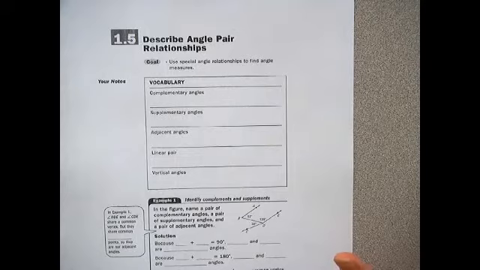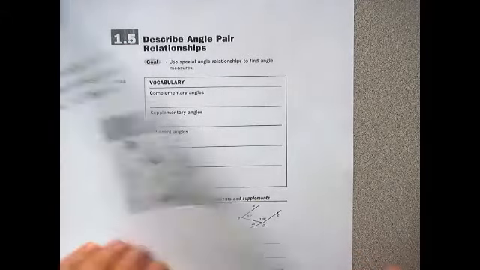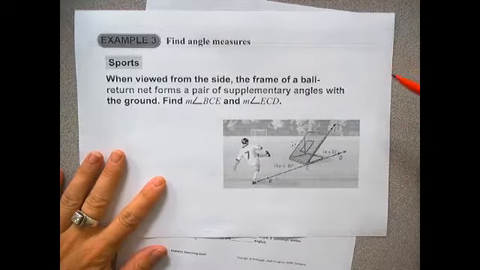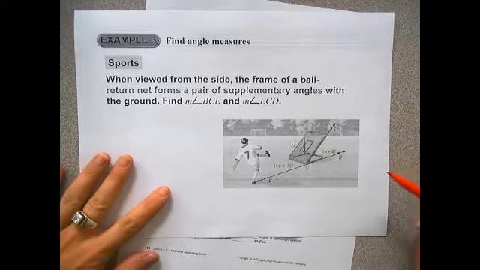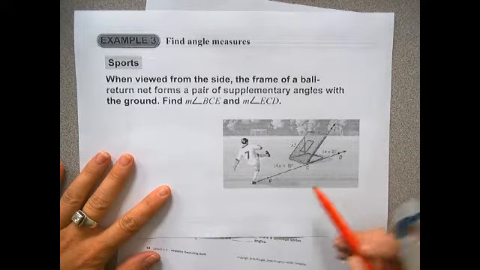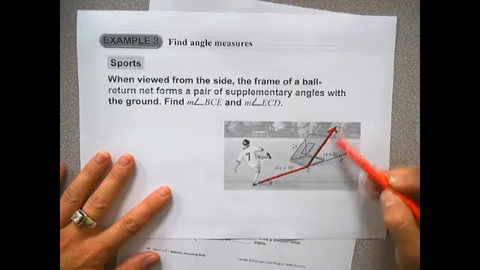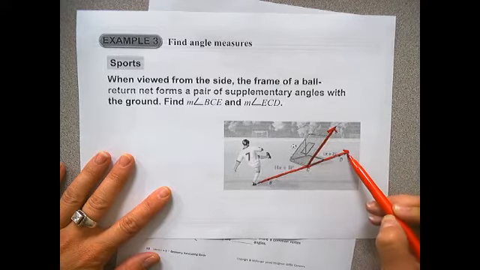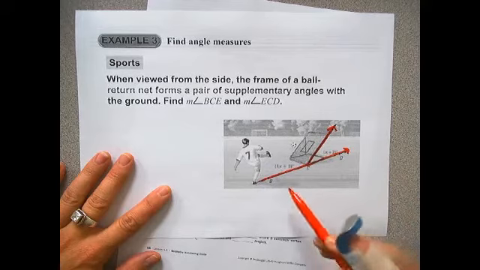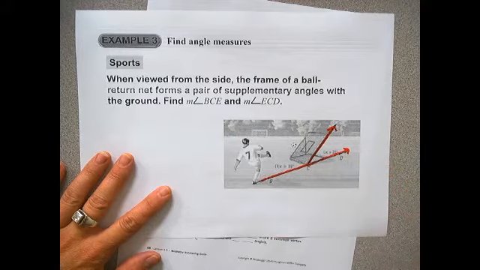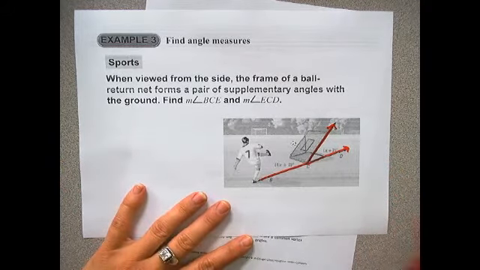Now if you'll turn the page to page 36. 36 has some additional word problems. I'd like you to look at example 3 on page 36. It looks a lot like this. When viewed from the side, the frame of a ball return net forms a pair of supplementary angles with the ground. So angle BCE is one angle, and angle ECD is the other angle. Now it says that it's a pair of supplementary angles, so notice that together, using the angle addition postulate, this angle plus this angle equals 180 degrees.